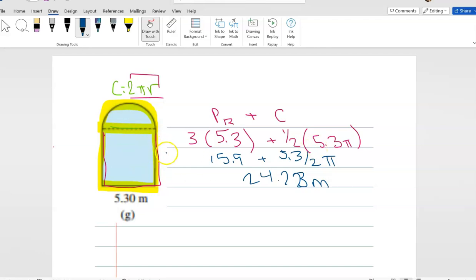So when you're doing this, make sure you always break it into its component parts, do each part, and then just add them up.